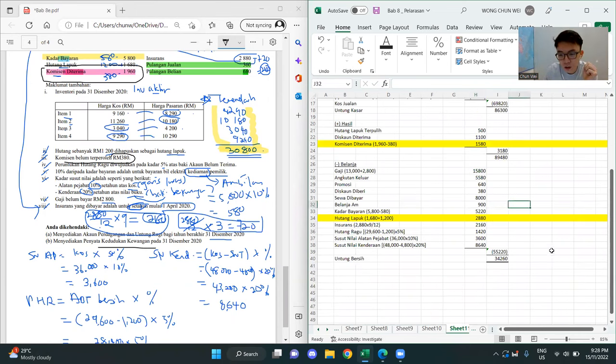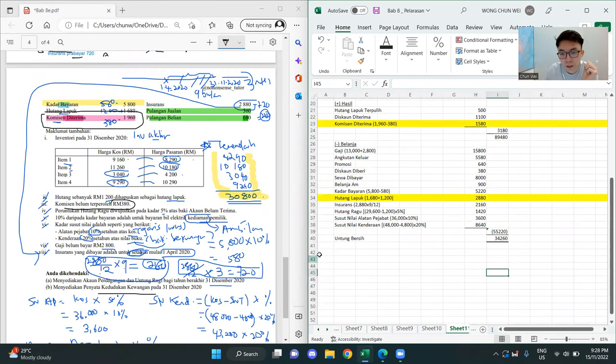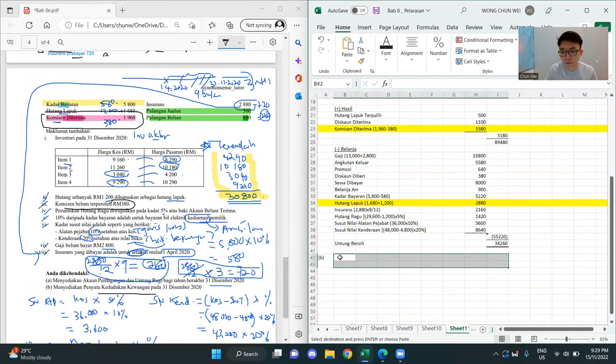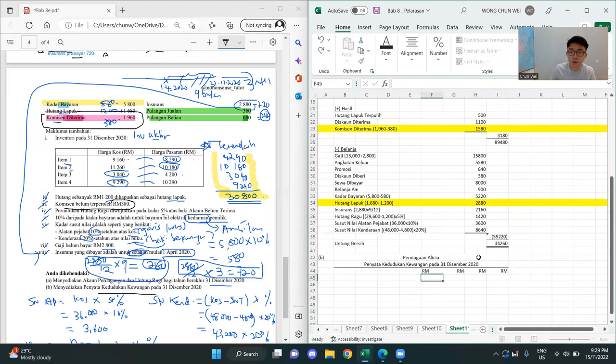All right? Okay, so go to your PKK. Penyata kedudukan kewangan by the 1st December 2020. Right? So here I always put Ringgit Malaysia, and here Ringgit Malaysia, meaning usually I will have about 4 parts.